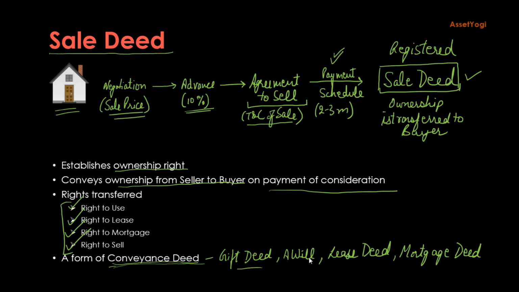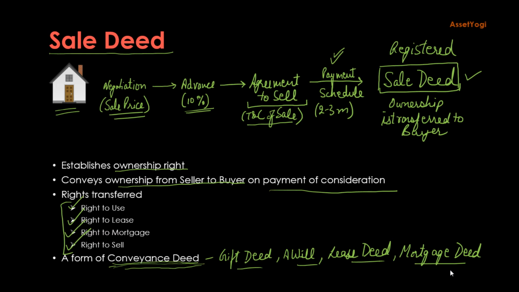So gift deed, will, lease deed, mortgage deed are also types of conveyance deed, and sale deed is also a form of conveyance deed through which ownership right is transferred to another person. I hope this difference is clear to you. If you want to know more about conveyance deed and how it differs from sale deed, then I request you that you watch our other video on conveyance deed, where I have explained about it in great detail.